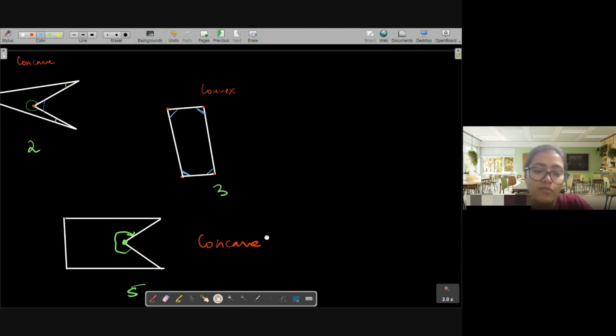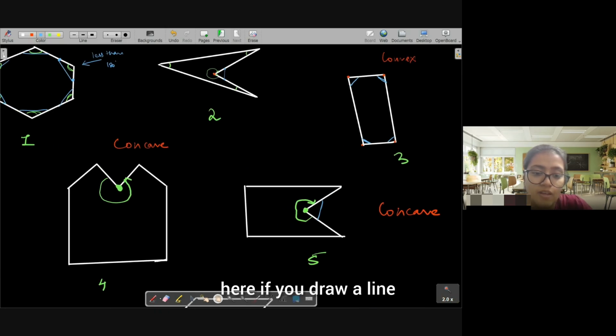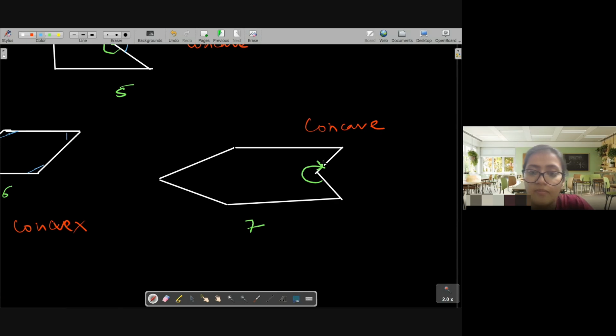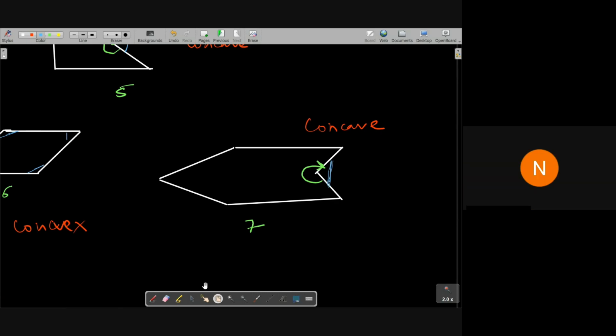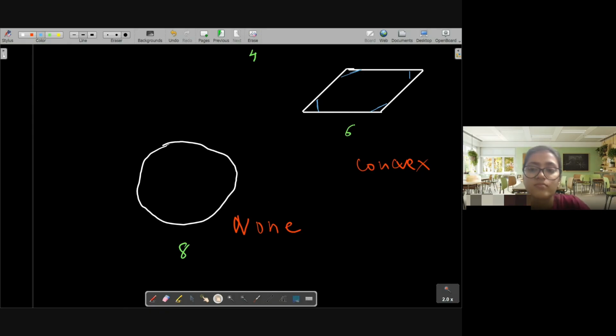Okay, number 5, if you draw a line, this will be outside. Okay, here if you draw a line, it will be outside. Okay, here all the lines will be inside. This one, because of this vertex, this will be concave. Okay, and number 8 is not even a polygon. So forget about concave and convex, this is not even a polygon.